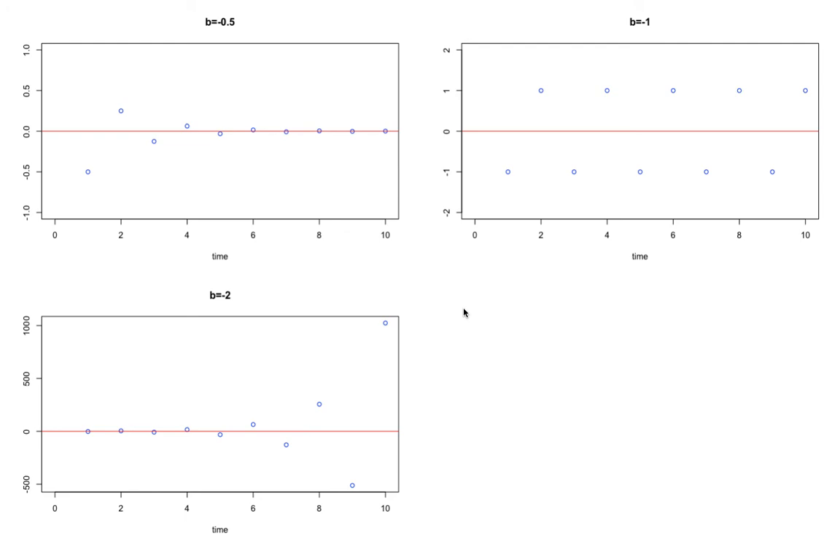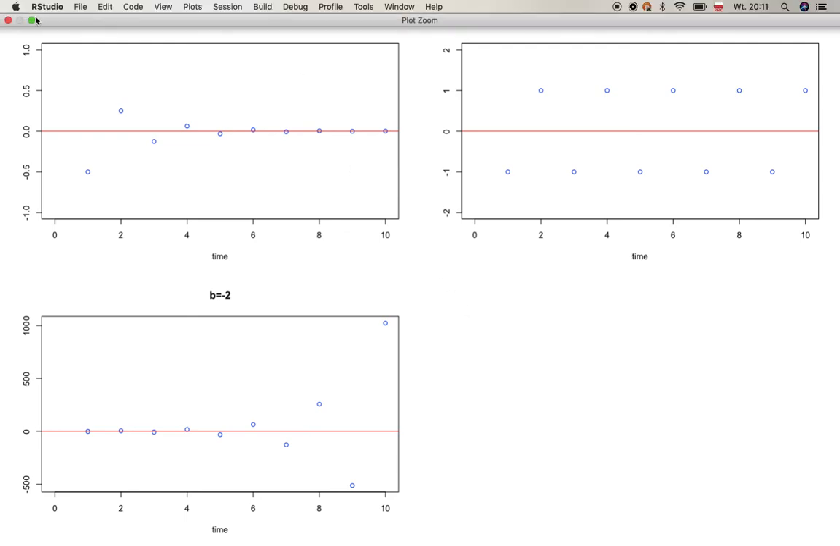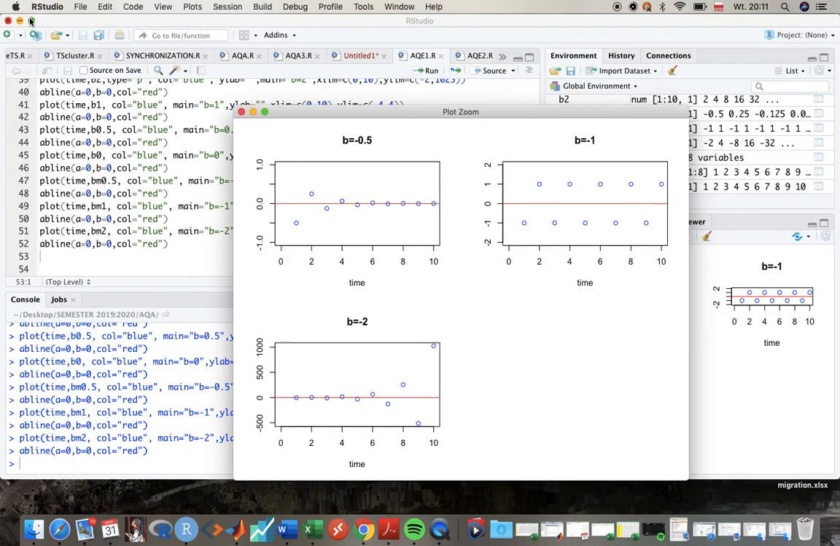Okay, and I think this is it. In the next movie, we will learn a little bit more about the association between econometrics and first order difference equations. Thank you for your attention.